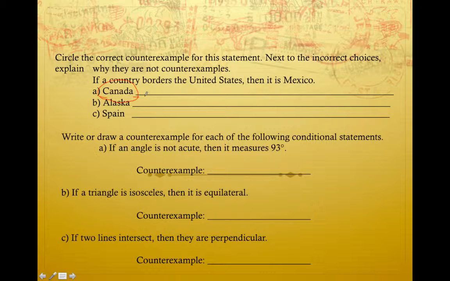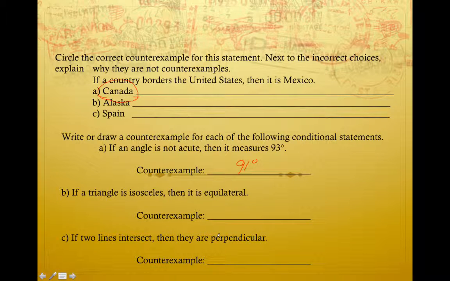A counterexample for each of the following: if an angle is not acute, so it's obtuse, then it measures 93 degrees. So acute means smaller than 90, and not acute therefore means bigger than 90. So I don't know, 91's bigger than 90 and is not 93. So anything between 90 and 180 that isn't 93 is a counterexample.